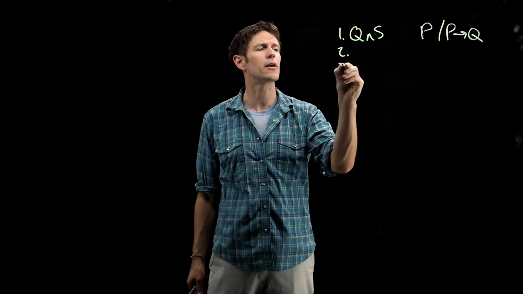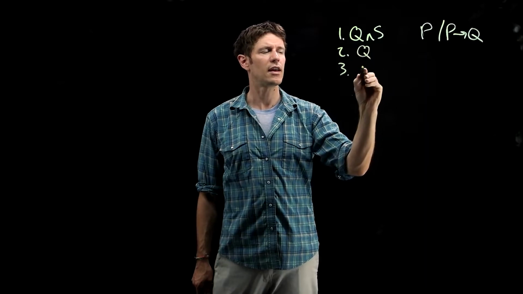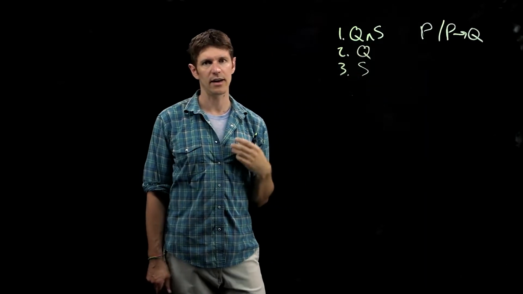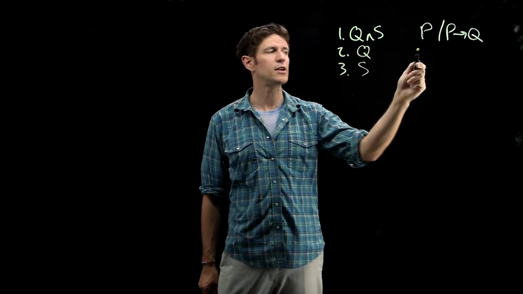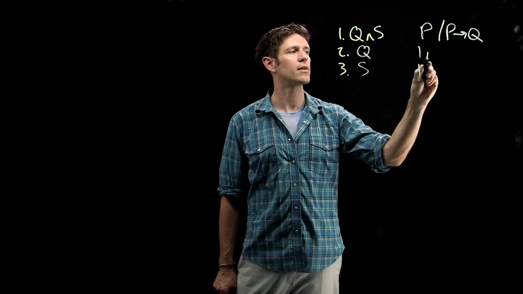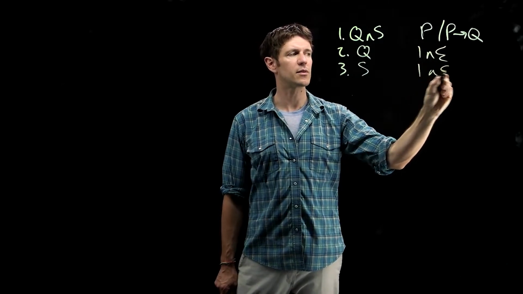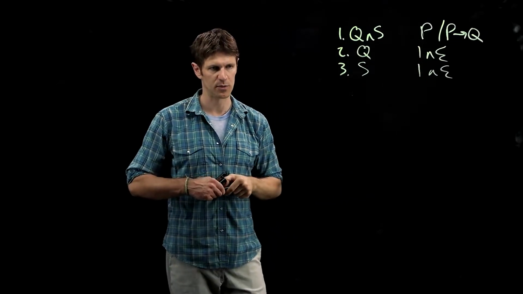I can break this apart. I have Q and S, it's a conjunction, and I know that if a conjunction is the case, then the two conjuncts are the case. So if Q and S are true, so is Q on its own, and so is S on its own. And both of these steps in the proof are justified by using line 1 and this conjunction elimination rule.